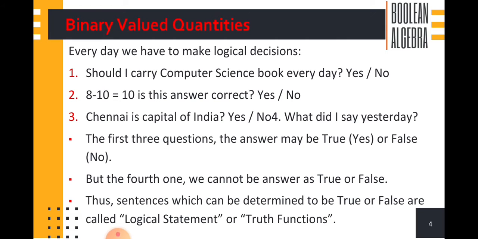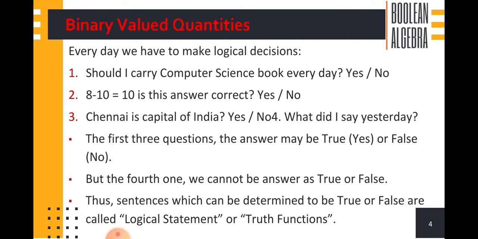The next question: 8 minus 10 equals 10, is this answer correct? Yes or no? No. 8 minus 10 gives minus 2, but here 10 is given, so the answer is wrong, so you say no. Next, Chennai is the capital of India. Again you say yes or no. Either the answer is true or false. You have to say any one of these answers.